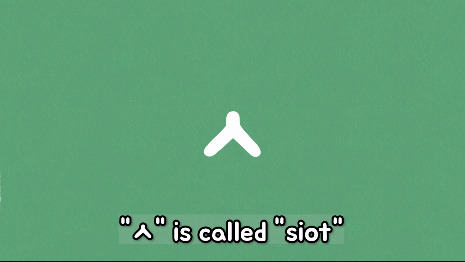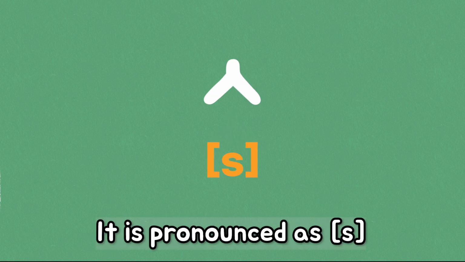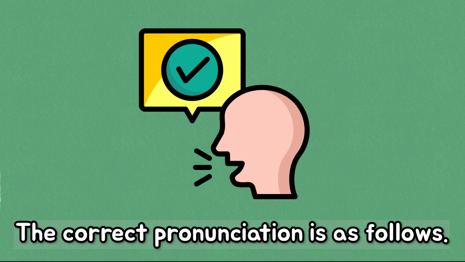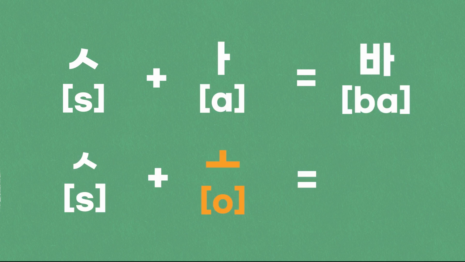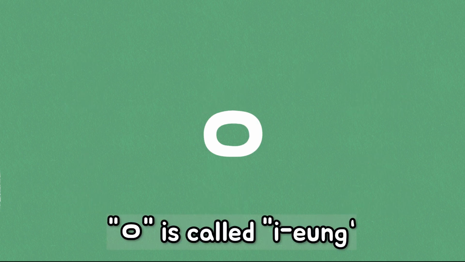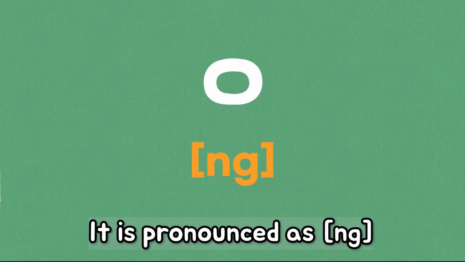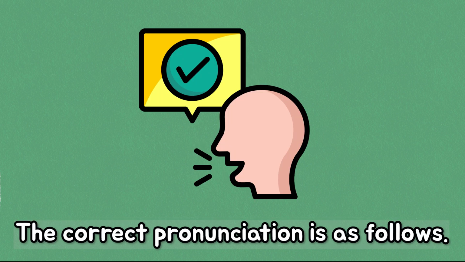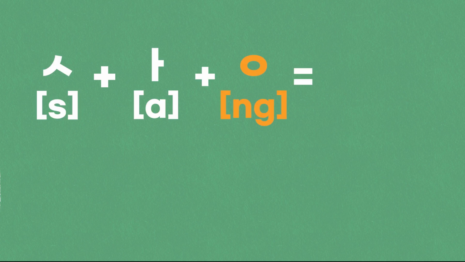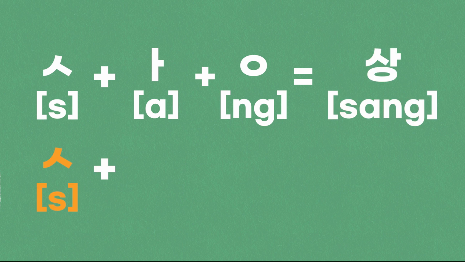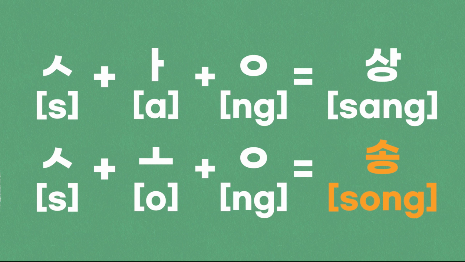Chiot is called shiot. It is pronounced as s. The correct pronunciation is as follows. S, a, sa, s, o, so. Iing is called iing. It is pronounced as ng. The correct pronunciation is as follows. A, ng, ang, o, ng, ong.